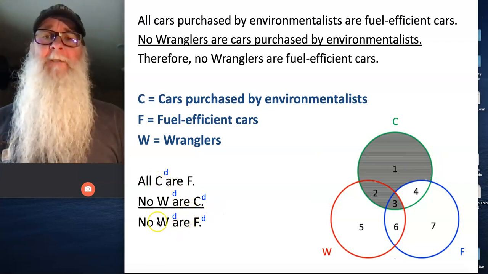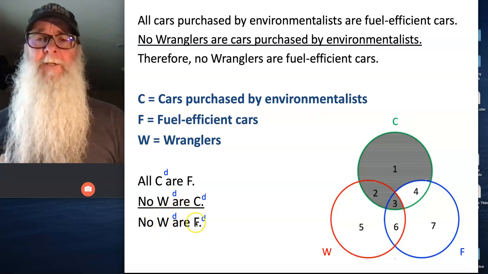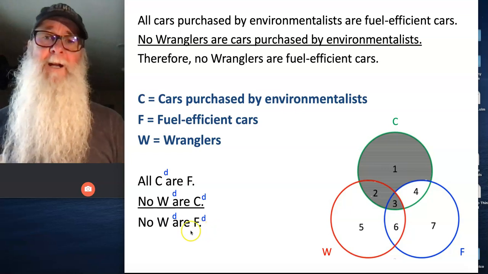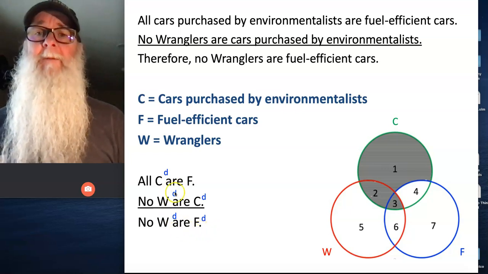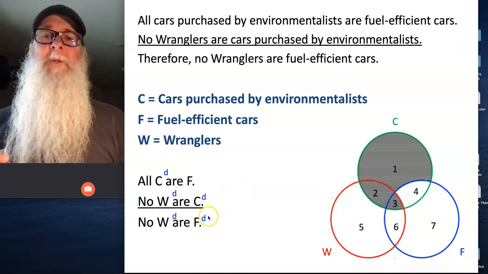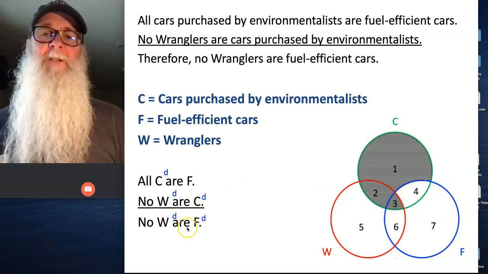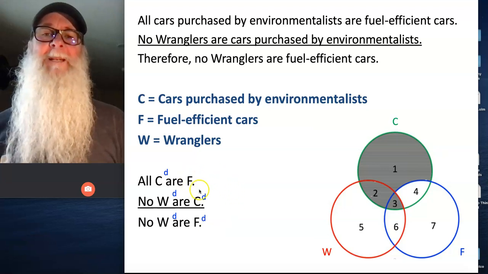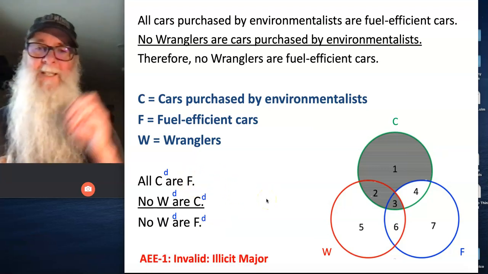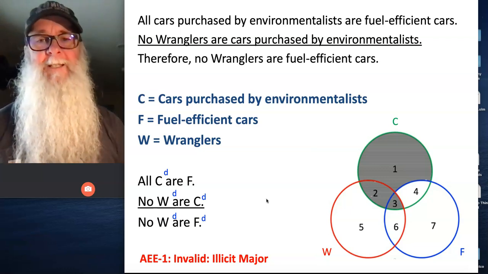Rule number 2 says if you've got terms distributed in your conclusion, and we do, W and F are both distributed, they better be distributed also in premises. And W is distributed in the second premise, but F is not distributed in the first premise. So that means that the major term of this argument is distributed in the conclusion, but not in its premise, and that's a fallacy. So the argument is invalid because of an illicit major.